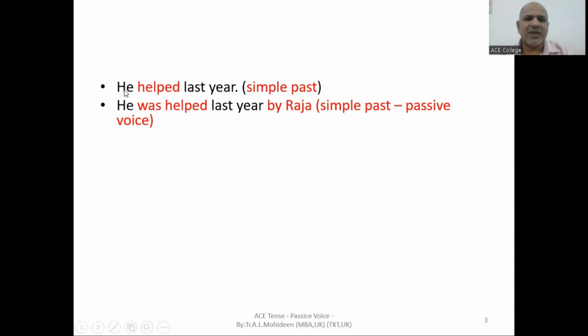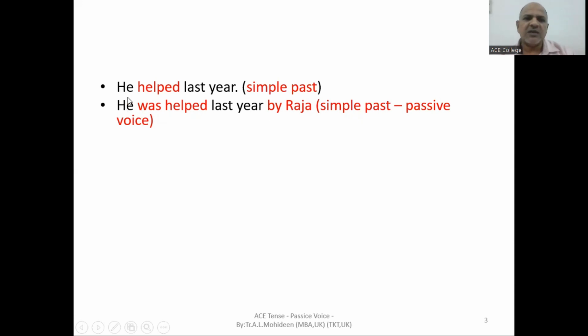For example, you can see here one sentence: he helped last year. So now you are emphasizing he helped. You point out the person here, he helped last year. Now the second one, can you look at the sentence now? He was helped last year by Raja. So actually, he didn't help. He was helped, right? He was helped by Raja. Raja is the one who helped him, right?